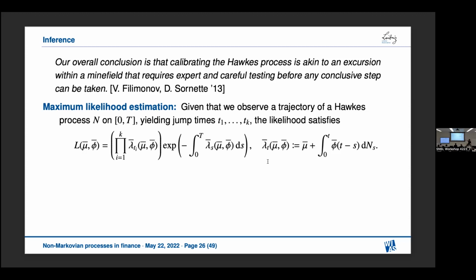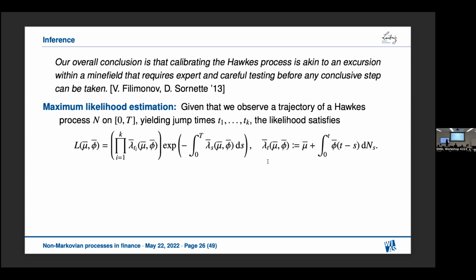Likelihood function, and here I use the bar values for the unknown parameters. So mu bar is the parameter you want to estimate, phi bar the same. And I use lambda bar, which would then be the function of those two parameters, in contrast to the true underlying unobserved intensity process lambda. Okay, so basically the likelihood function is given by this formula.